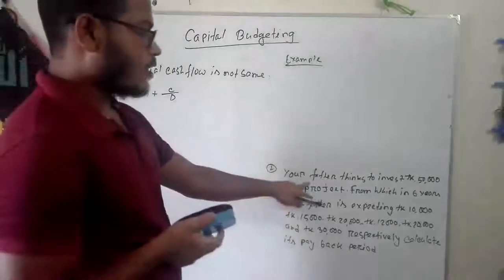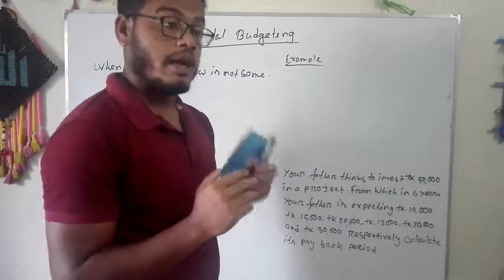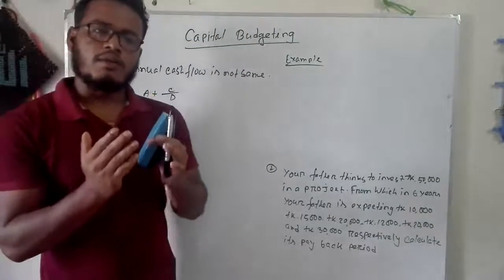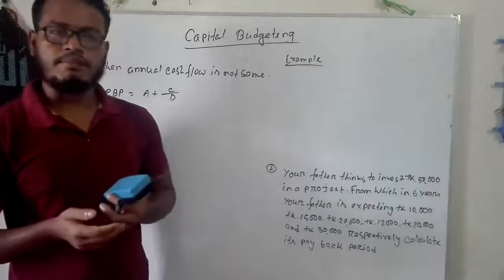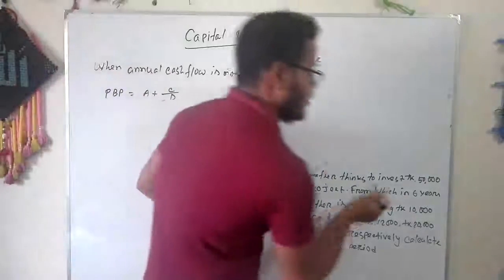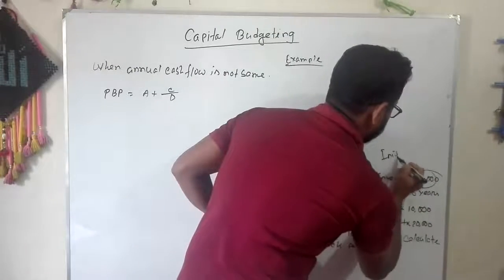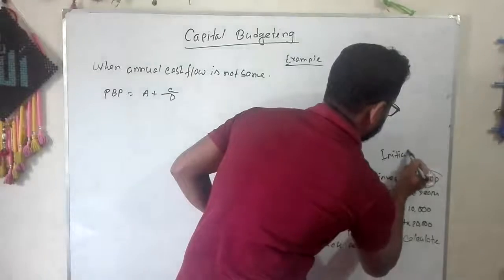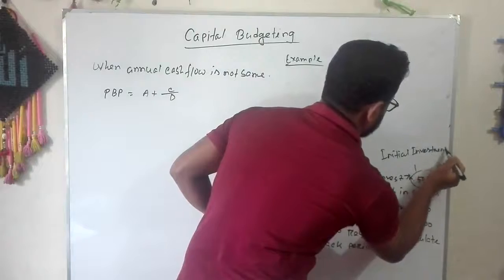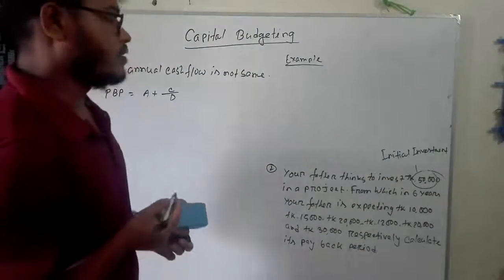Your father thinks to invest taka. When I invest, or when I want to purchase any machine or any fixed asset, it's called initial investment. So here the initial investment is 50,000 taka.